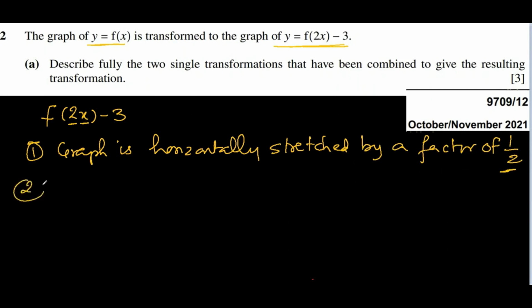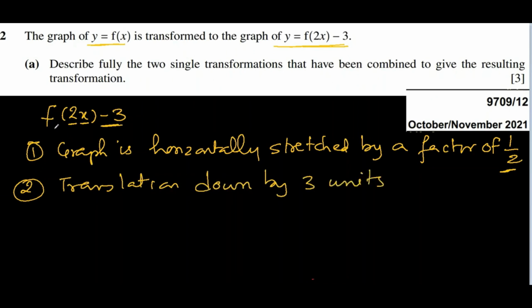Number two, this graph has been translated down by 3 units, because this was the original function here with x inside. The y value has been reduced by 3, so the whole graph goes down. You can also write that the translation is by 0 in the x direction but minus 3 in the y direction. This column vector notation can also be written. Any of the two is okay.